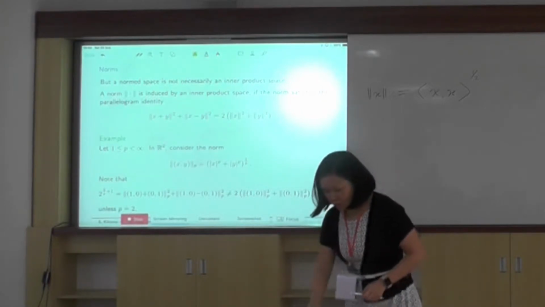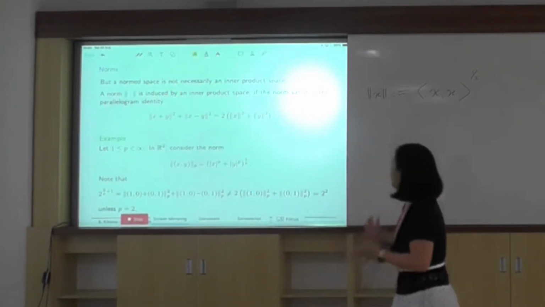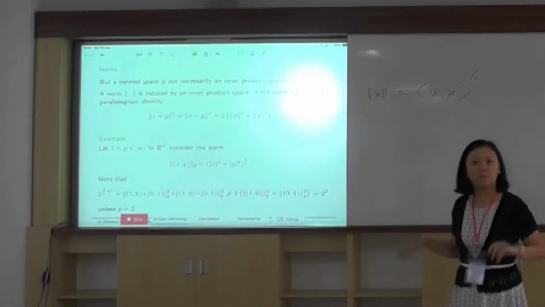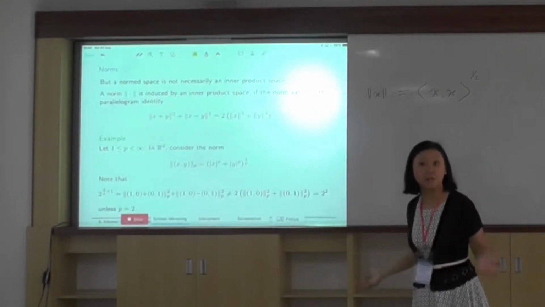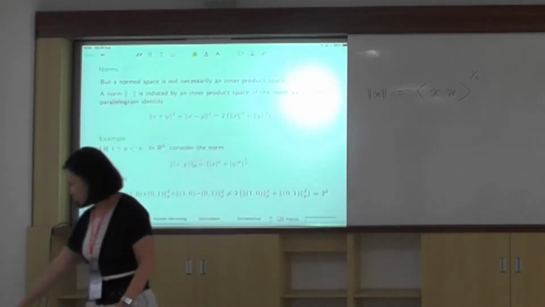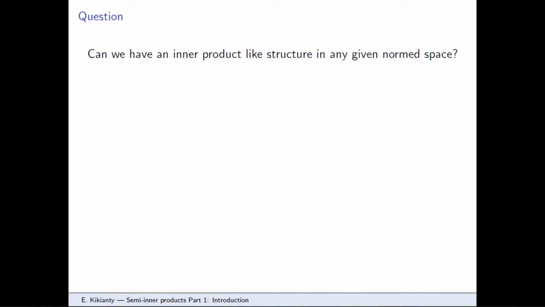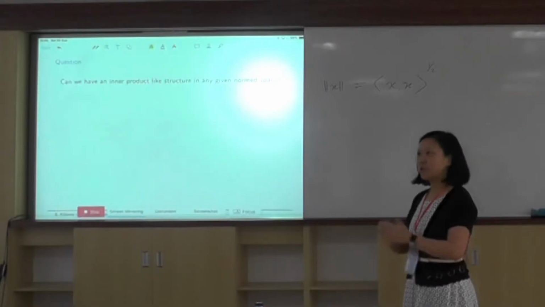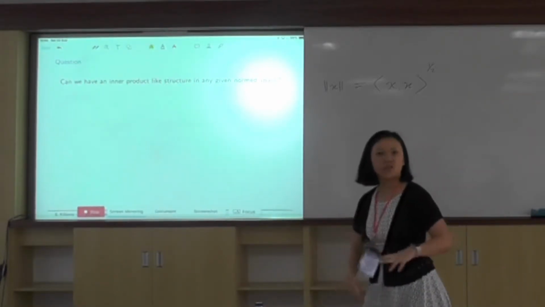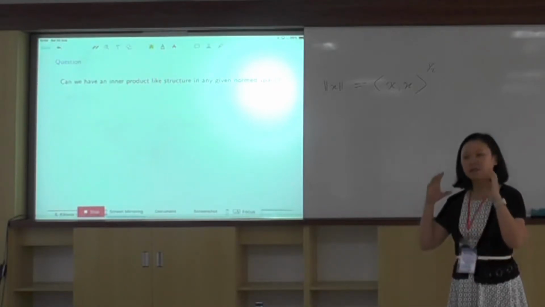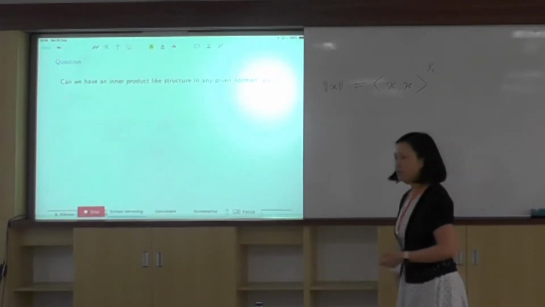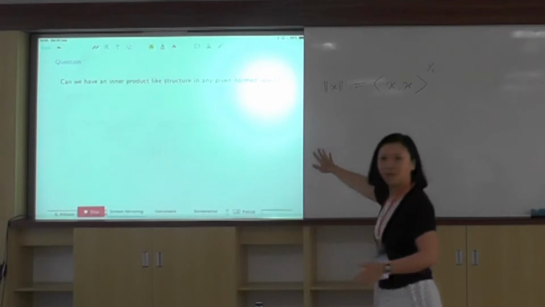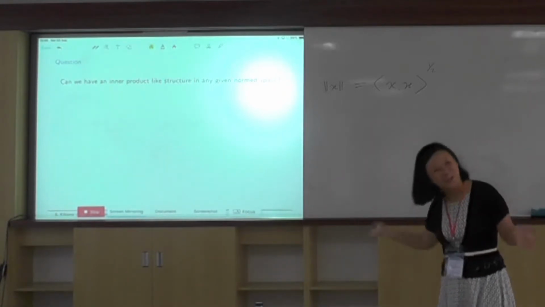Okay, so the question is the following. Suppose I want to have some inner product-like structure, but I'm not in an inner product space. What do I do? Or can I do something, right? So that's the question. Can we have an inner product-like structure in any given normed space? If we have, then perhaps we can transfer information like orthogonality, like the Riesz representation theorem, or whatever geometrical properties, right? Perhaps. But of course with limitations. We know that inner product space is very nice, normed space not so nice.